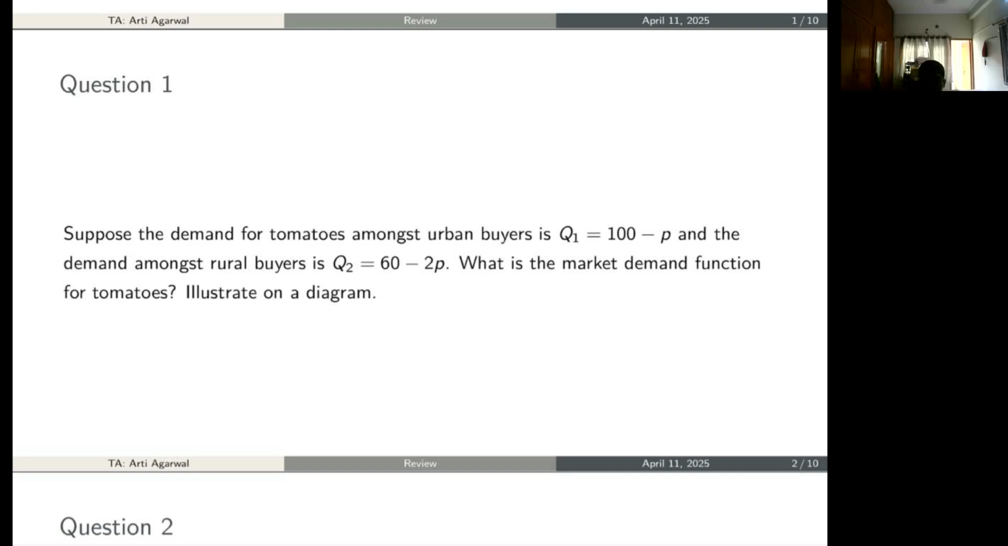Madam, there is also another related problem in assignment which I wanted to bring up right now. Yes, which question is that? In assignment 1, I think it's question number 8. Okay, 1 minute, let me open it.